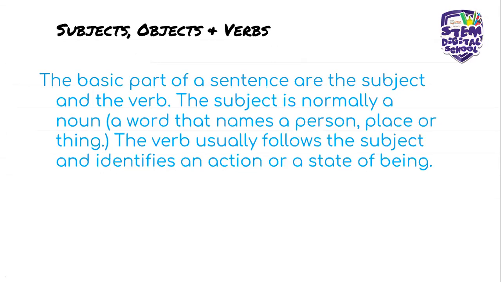The basic parts of a sentence are the subject and verb. The subject is normally a noun, a word that names a person, place, or thing. The verb usually follows the subject and identifies an action or a state of being. The object is the thing that the verb is being done to. Okay. Any questions?